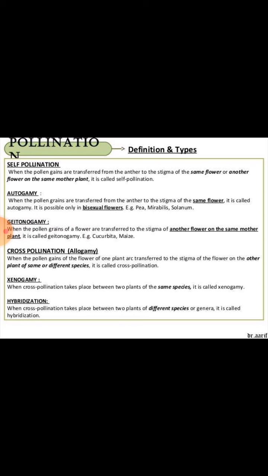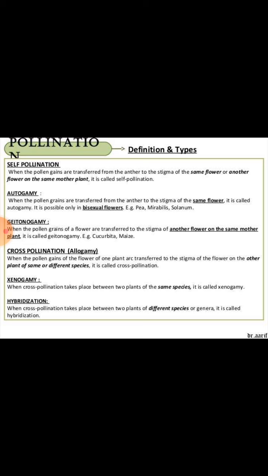Then there is another one added here, homogamy. Homogamy is when the stamen and stigma of a flower mature at the same time. Mostly it is seen in Mirabilis jalapa and Catharanthus roseus. These are some of the major types.